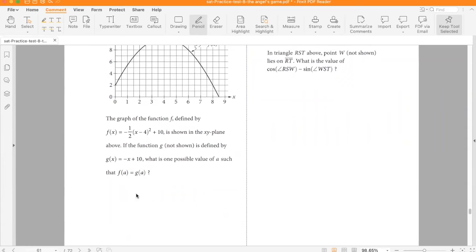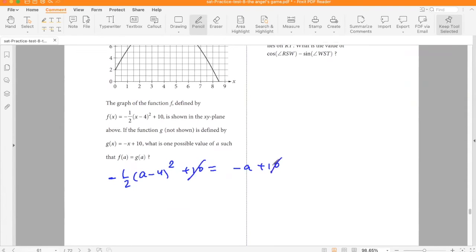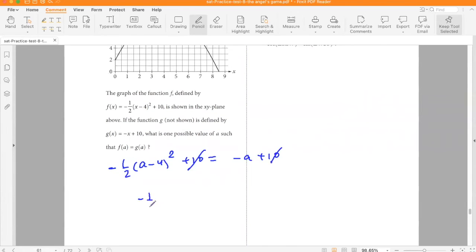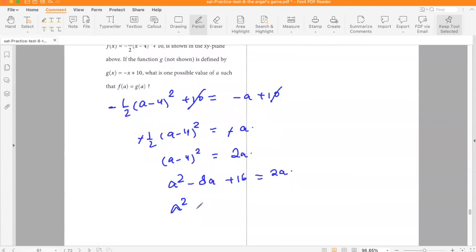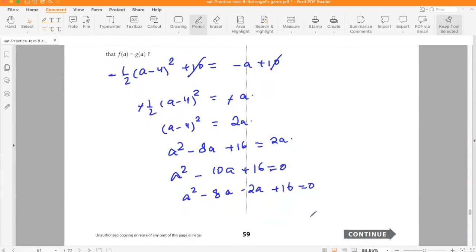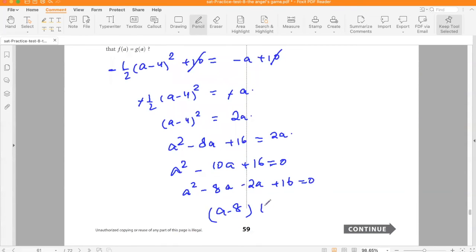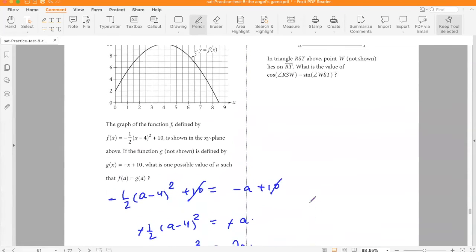So we can say minus half (a minus 4) whole square plus 10 should be minus a plus 10. So plus 10 and plus 10 will cancel. So minus half (a minus 4) whole square is minus a. The negatives will also cancel. (a minus 4) whole square is 2a. So then a square minus 8a plus 16 is 2a. So a square minus 10a plus 16 is 0. So a square minus 8a minus 2a plus 16 is 0 because 8 into 2 is 16. So (a minus 8) into (a minus 2) is 0. So a can be 2 or 8.